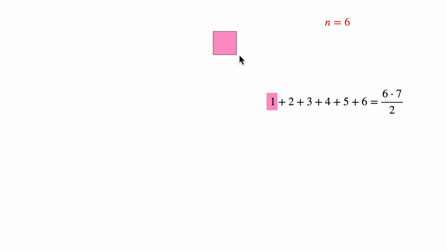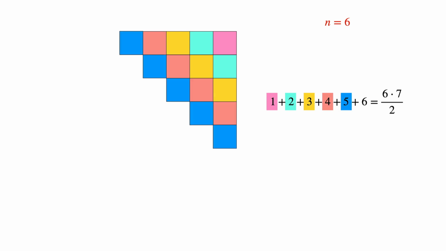So the area of this square is 1 square unit, right? And this area is here. So the value of this area is 1. Then I put 2 more unit squares, and their area together will be 2 square units. Then 3 squares, 4, 5, and 6.